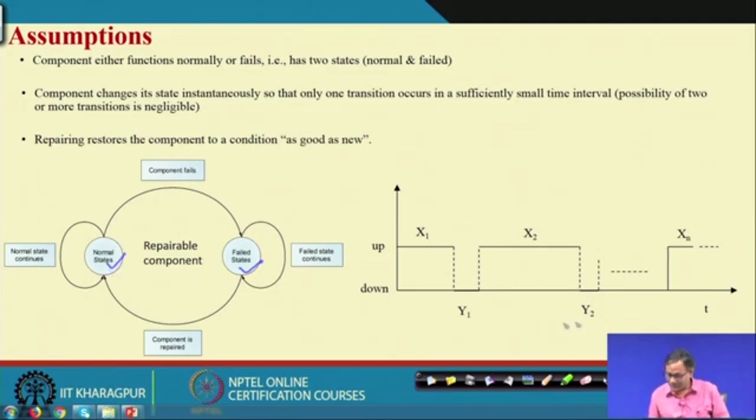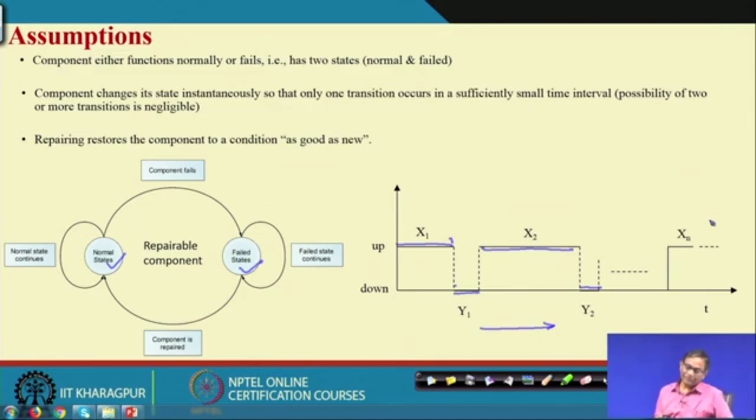This is given on the time axis like this. Component up means it is in the normal state. This is the time when it fails, and then it is the repair time or failure time, that is, how long it is in the fail state. Again it is up, the normal time, again it fails, and this is the repair time. This is the component process going on.